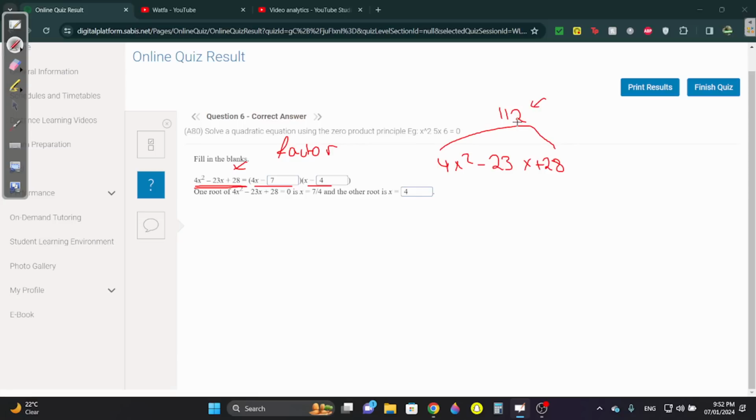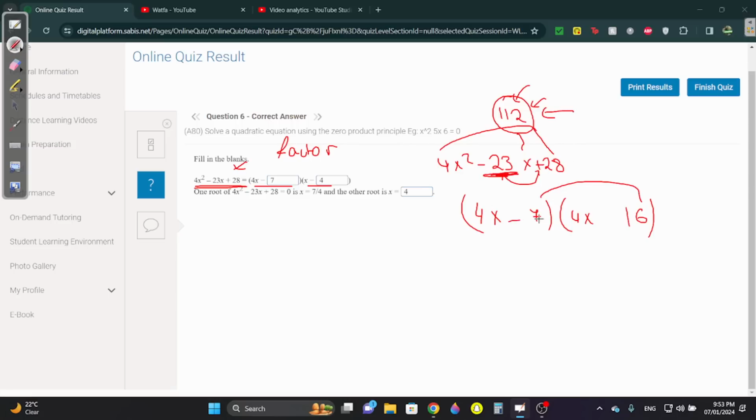Then you have to see the factors of 112. Which two numbers, when you multiply them, you get this 112, but when you add them, you get the middle number, which is 23. It's going to be 7 and 16, because 7 times 16 is 112, and 7 plus 16 is the middle number, which is 23.